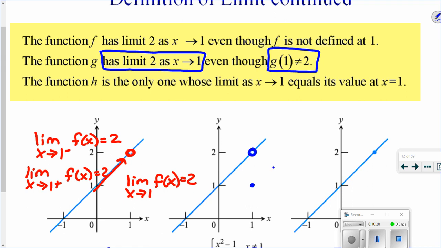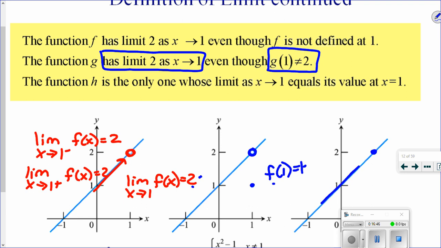So even though the limit is 2 and the value at 1 is 1, we still say that there is a limit of 2. They're two different things, remember? So the limit as x approaches 1 is 2. And likewise, this one does have a value that's equal, and its limit is still 2.